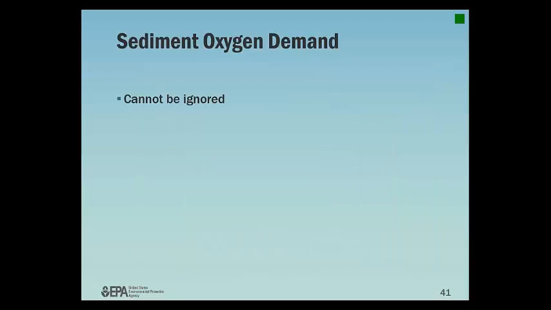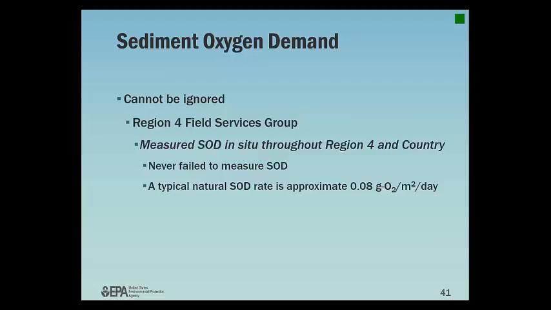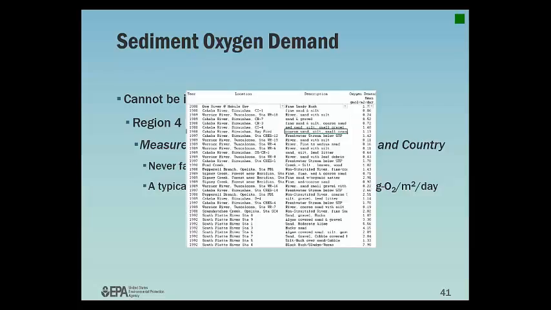Sediment oxygen demand cannot be ignored. It needs to be included in our models when we're modeling the dissolved oxygen cycle. EPA's Region 4 Field Services Group, who is one of the primary developers of the in-situ SOD measurement, has measured SOD in water bodies in Region 4 and throughout the country. It's never failed to measure an SOD rate. A typical natural SOD rate is approximately 0.08 grams of oxygen per meter squared per day in the water body. This table here just shows you the range and variability of SOD in some rivers measured in Region 4 states.